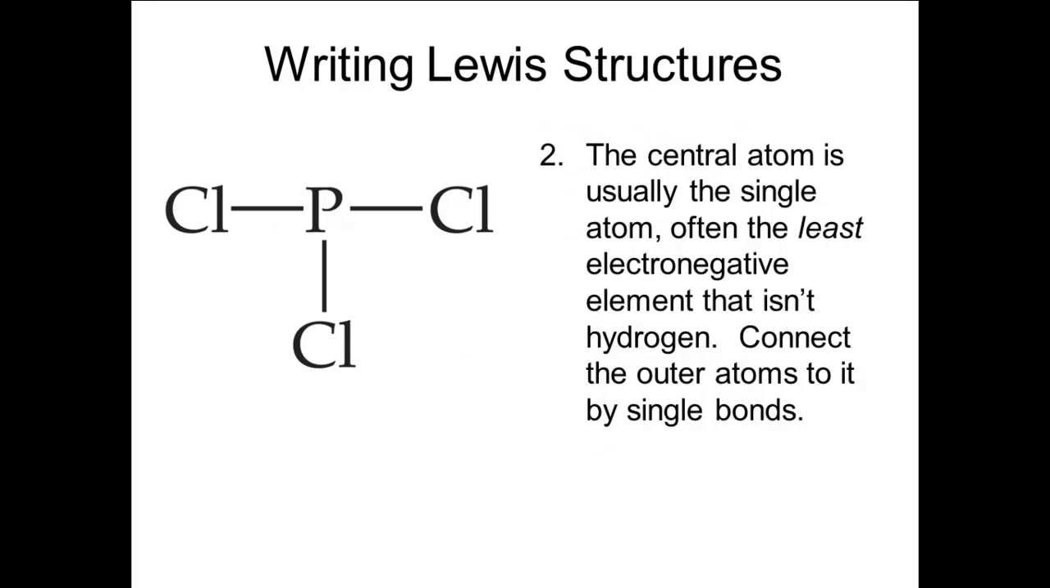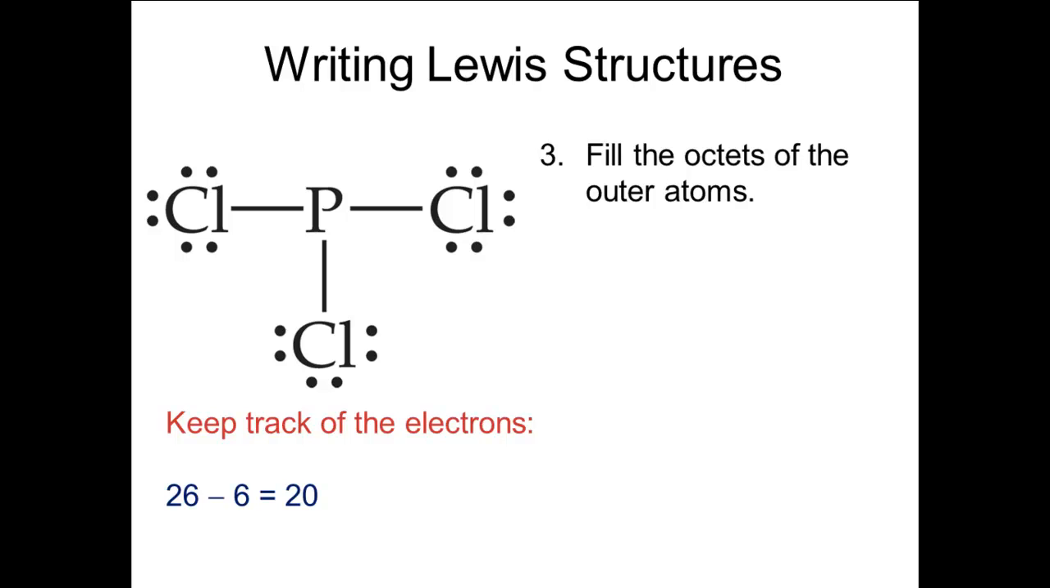The central atom is initially attached to each of the other atoms by a single bond containing 2 electrons. We keep track of the number of electrons so that we know where we are. In this example, there are now 20 electrons left. Next, we start filling in the octets of the outside atoms with the remaining electrons, keeping track of what is left. In the example, each chlorine atom takes 6 of the electrons, for a total of 18, leaving only 2 left.